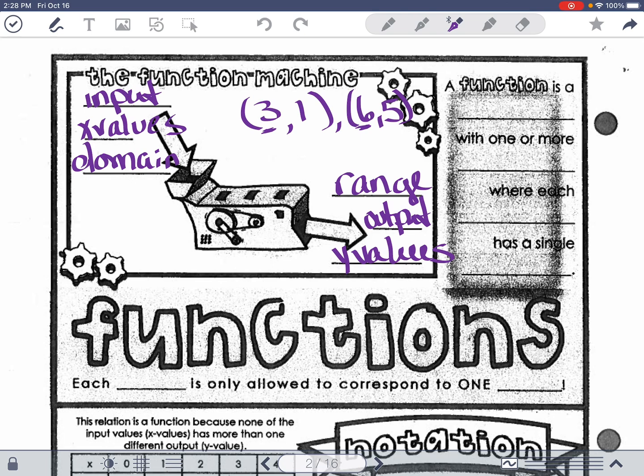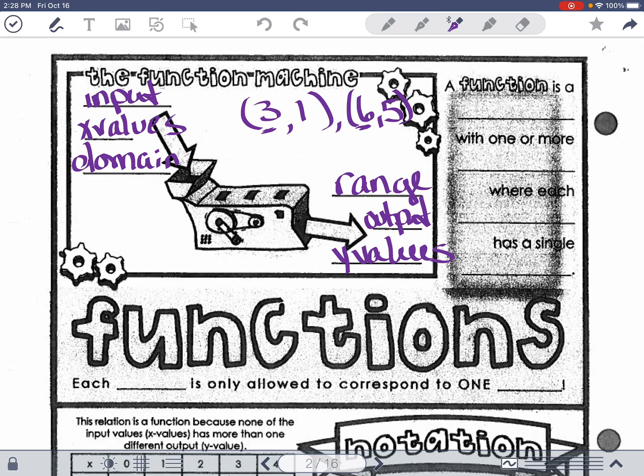Let me fill this in with you guys. Okay. Where is my... I'm looking for something really quick so I can help you fill this in. There it is. Okay.